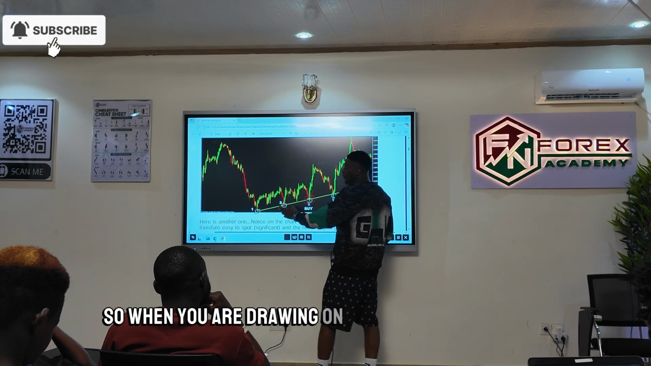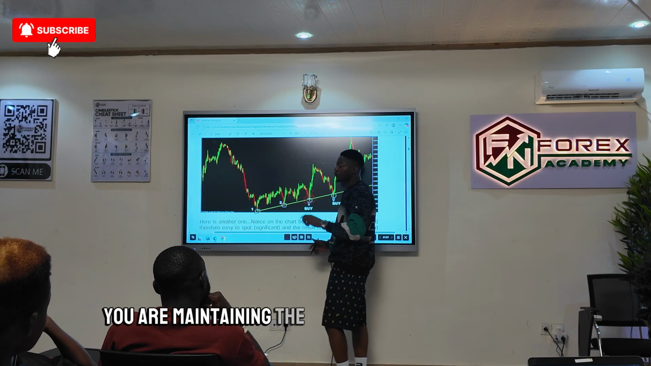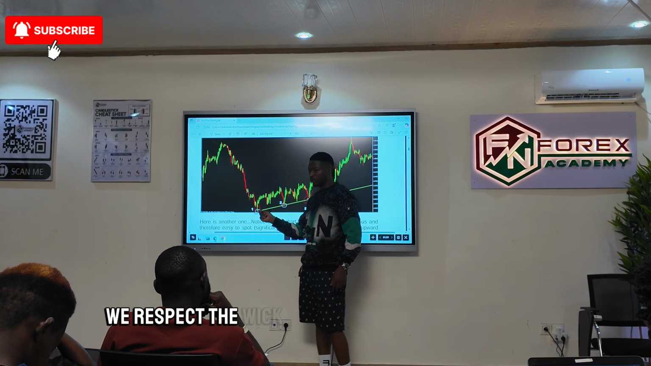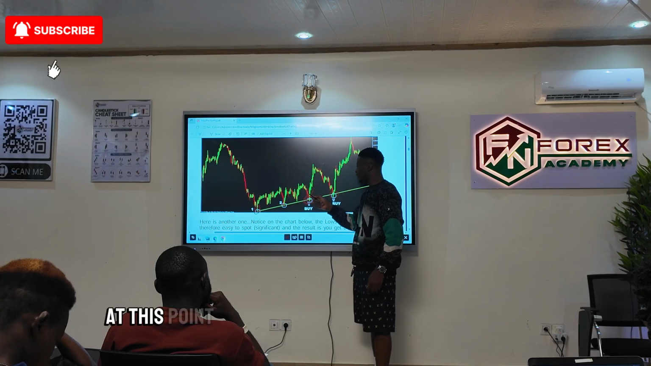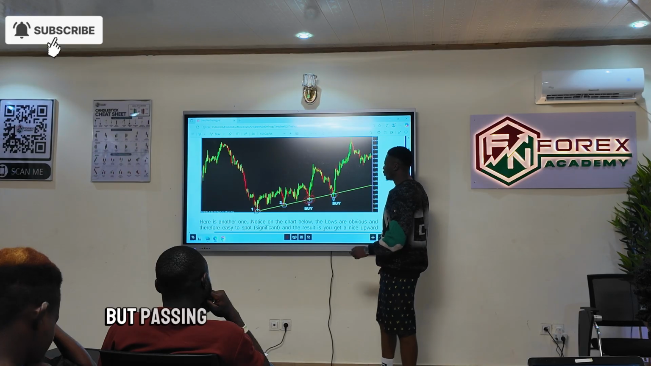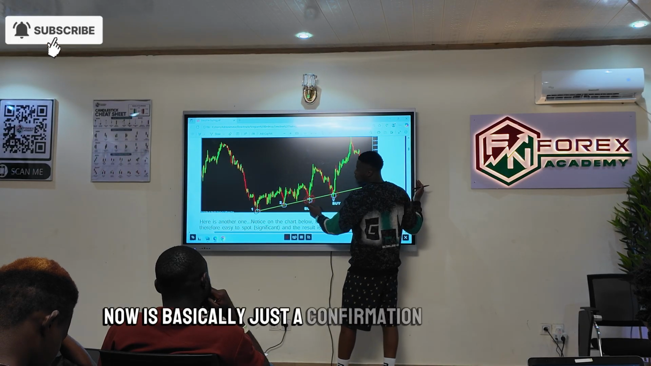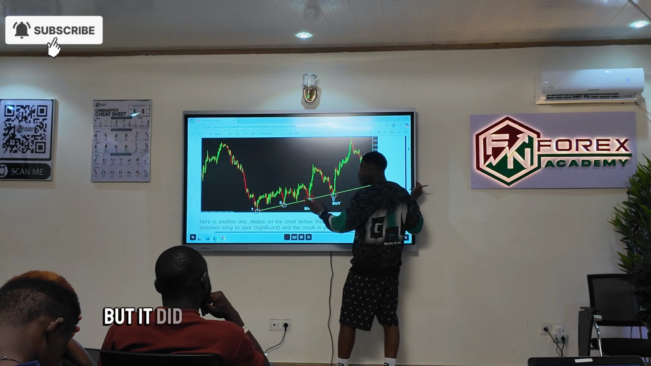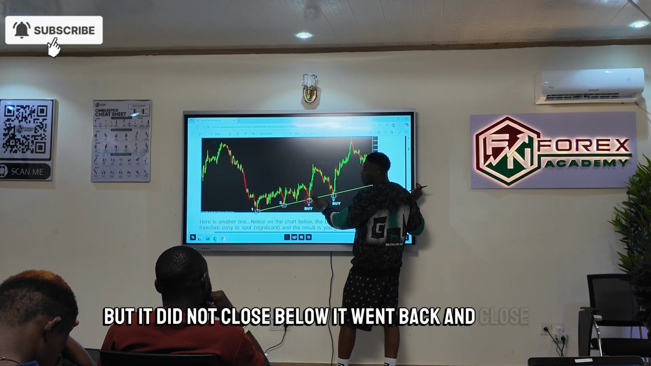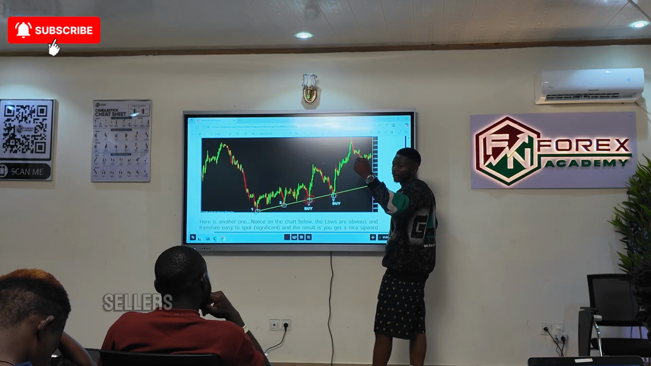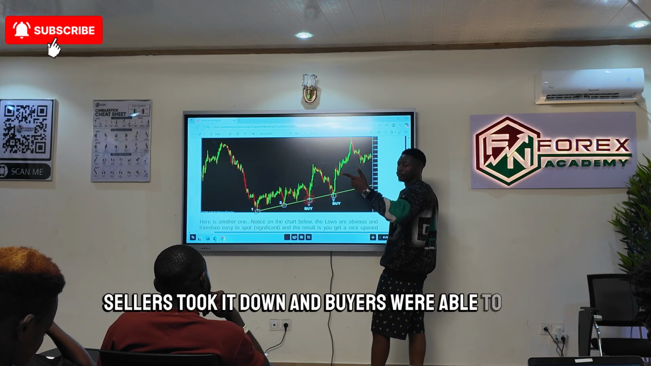So when you are drawing on your first and second touch, you are maintaining the wick, like right here, right? You see that we respect the wick, but at this point, you see that it passed through the wick, right? But passing through the wick now is basically just a confirmation. We're waiting for the 1 hour candlestick to close below, but it did not close below. It went back and closed above. What does this wick here signify? Rejection, right? Sellers took it down and buyers were able to reject back up.